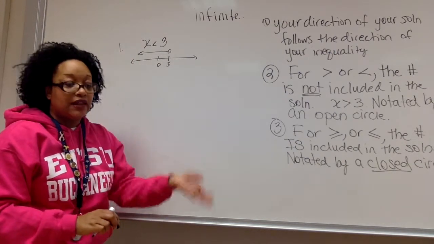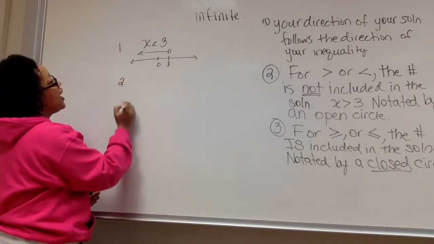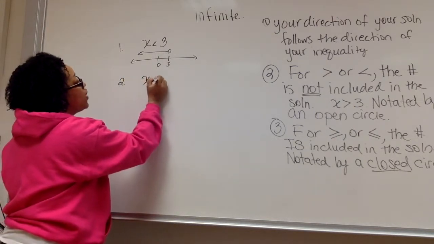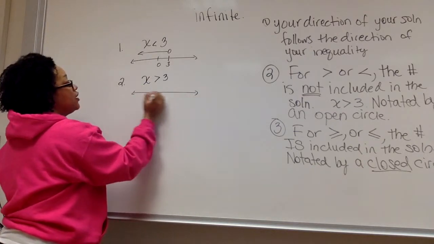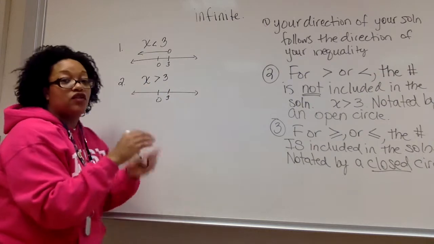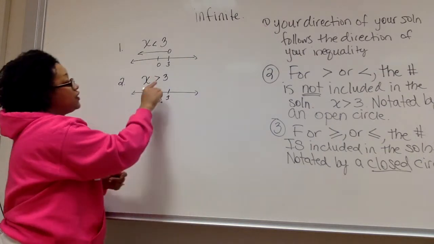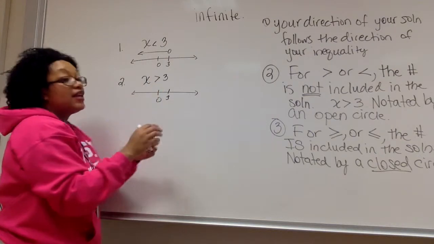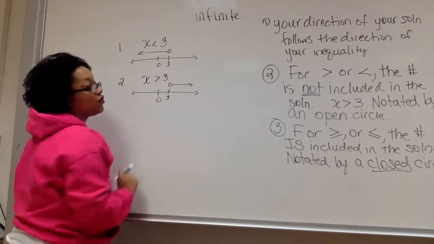Very simple. Now number 2. If we were to take it to the other side, let's say that x is greater than 3. Well, my number line, really quick, still looks the same. But in this case, you're still starting at the 3, and you're going to the right. You see how that's moving to the right. The 3 is not included, so it's an open circle, and the arrow goes to the right.